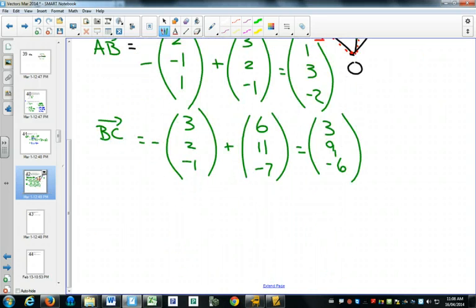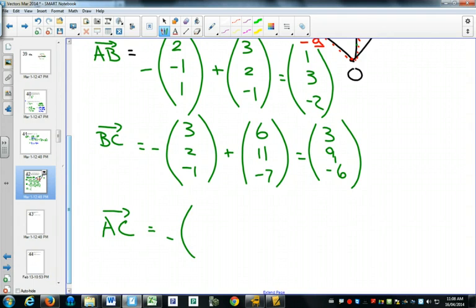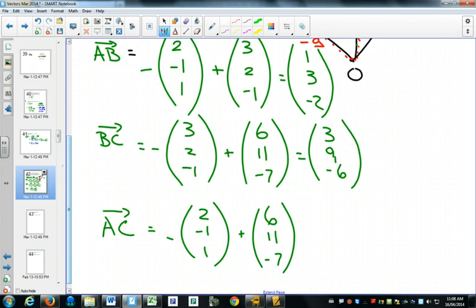And finally, vector AC. We already know that negative A was 2, negative 1, 1, and C was 6, 11, negative 7. So we get 4, 10, wait a minute, what is it? 12, and negative 8.